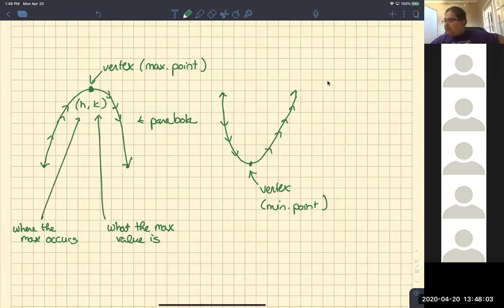Now, in a regular, upward facing parabola, the vertex point is the minimum point because that's the smallest point, the lowest point of that parabola. Again, it has coordinates h, k, h being the x coordinate, k being the y coordinate. So again, the x coordinate tells you where the minimum point occurs, and the k tells you what the smallest value is, what the minimum is.